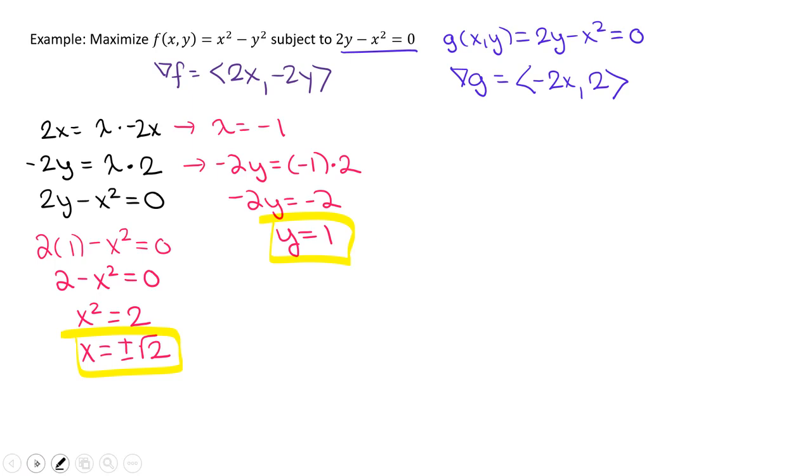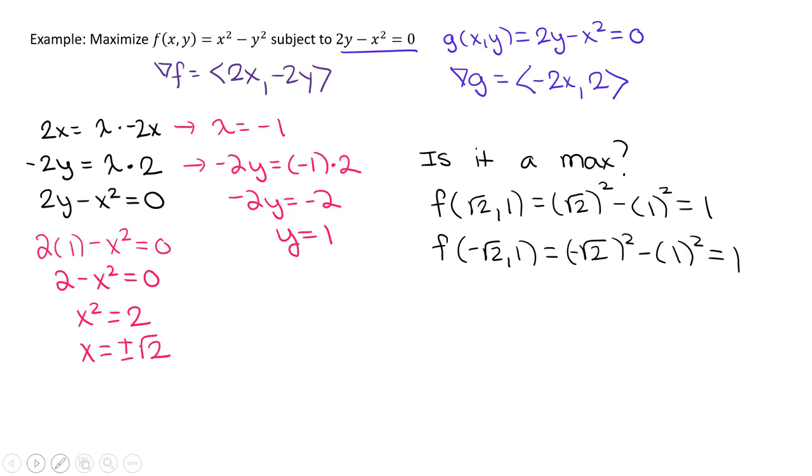All right, then, is this a max or a min? One of each? Well, to check, I'm going to take my solutions and plug them into the function given. So if x is root 2 and y is 1, root 2 squared minus 1 squared is 1. And then I get the same thing with negative root 2: negative root 2 squared minus 1 squared is also 1. So I get the same value for both of them. That means either both of them are a min or both of them are a max.